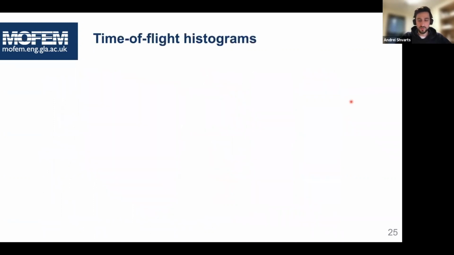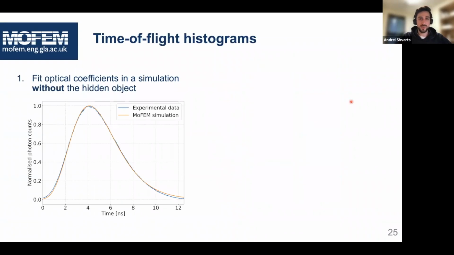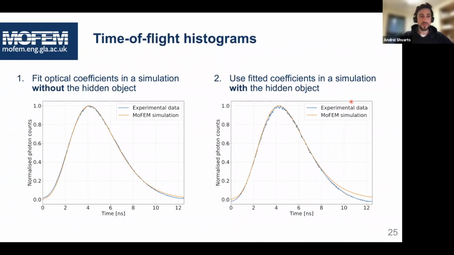But if we try to plot these time of flight histograms, similar to the ones used in the experiment, we can see that the MoFEM simulations are very close to experimental data. They're fitting it very well, both in the case without the hidden object and with this hidden object. So it means that, again, the simulation predicts reality very reasonably. So it can be used for more complex cases.